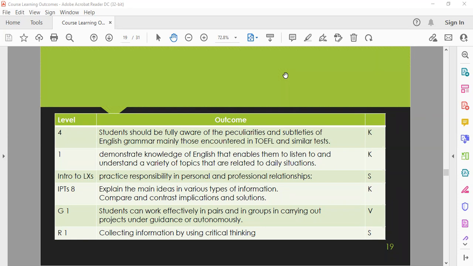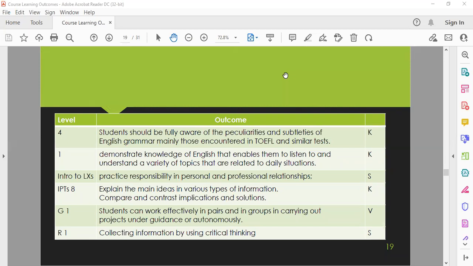Students should be able to, and then listen. That's at the top. Usually when we write this: at the end of the course, students will be able to, and then you list the learning outcomes. So this will be: listen to and understand a variety of topics that are related to a daily situation. Also number 4, the one before, said students should be fully aware. Just imagine this phrase always in your mind when you write learning outcomes: at the end of the course, students will be able to, and then you list them. If you put it the other way, that's a repetition of what you mentioned previously at the top of the table. Right. Thank you, Dr. Munassar.